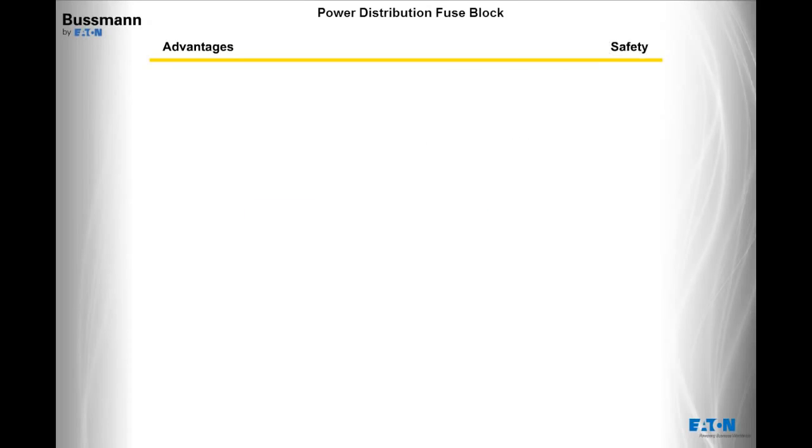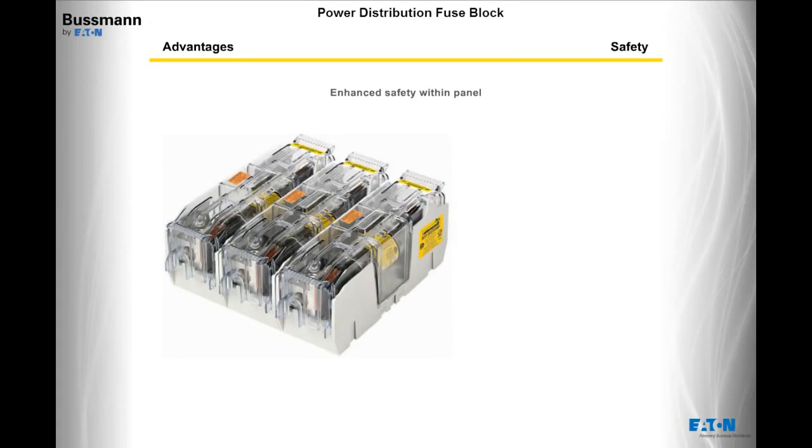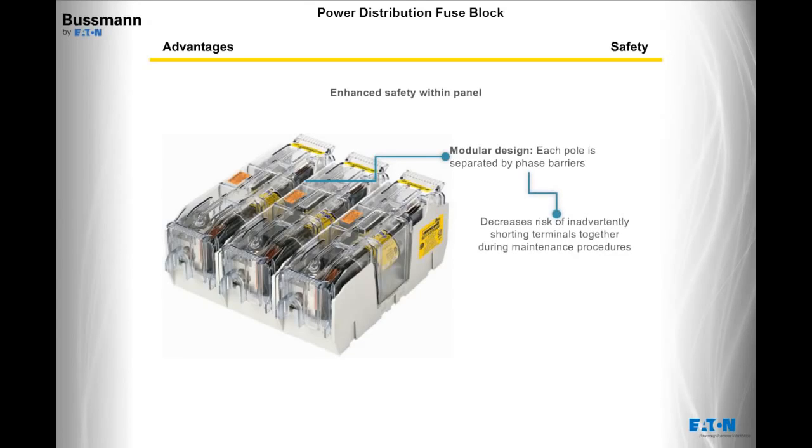This new solution lowers inventory costs and eliminates wire run from fuse holder to power distribution fuse block. The next advantage of the new power distribution fuse blocks is enhanced safety within the panel. With the modular design, each pole is separated by phase barriers, which decreases the risk of inadvertently shorting terminals together during maintenance procedures.